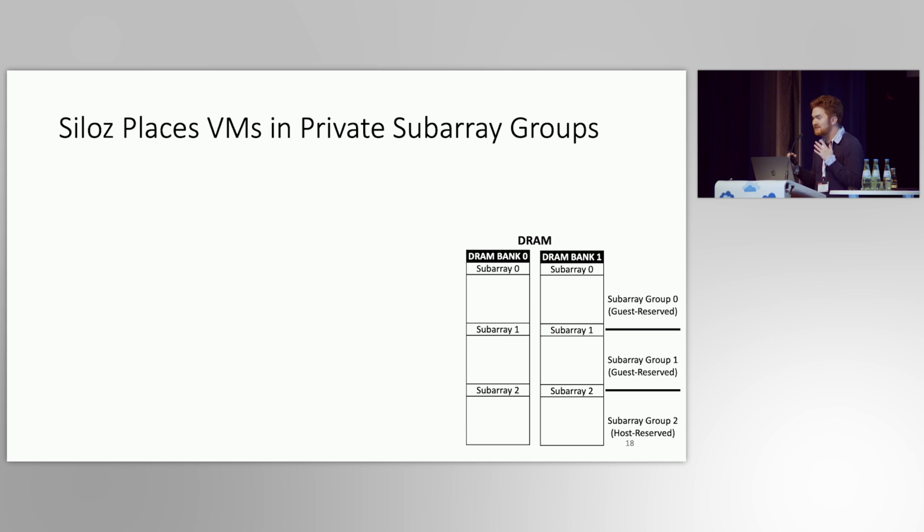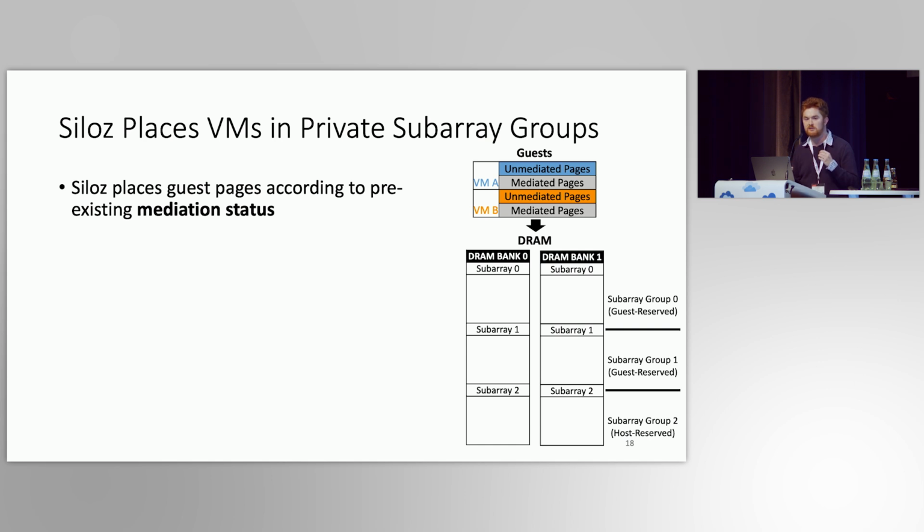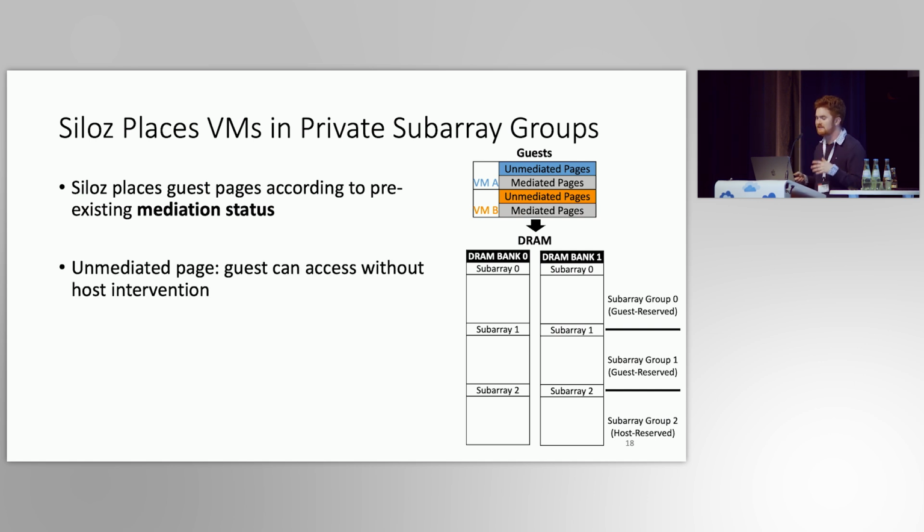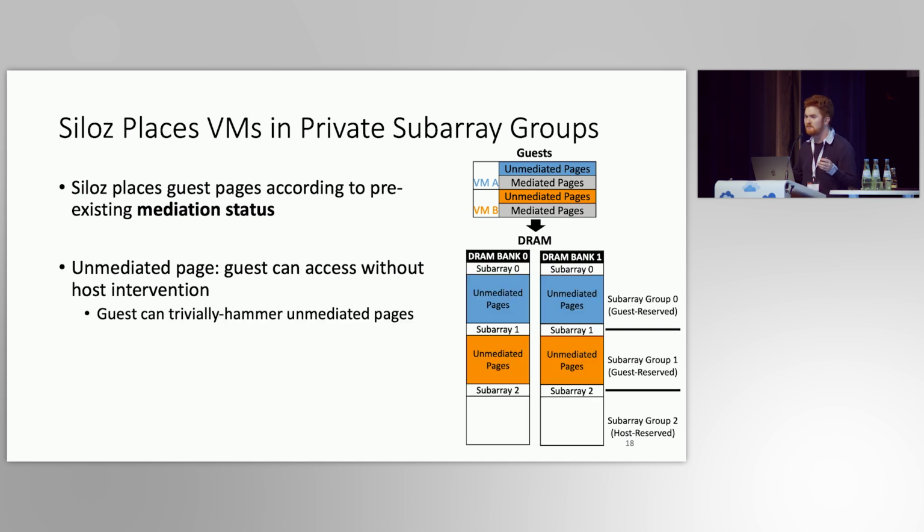Perhaps unsurprisingly, what Siloz does is it places different VMs into private subarray groups. And it does this according to an existing property of VM pages called mediation status. So it turns out that VM pages either belong to unmediated or mediated classifications, where unmediated simply means that the guest can access the page without trapping to the host. And this is actually the vast majority of guest memory. This is what we want for performance so that we don't have to have the host intervene on access. Of course, what this means is that unmediated pages can be trivially hammered by the guest in DRAM. And so as a result of that, we put these unmediated pages in their own private subarray groups per tenant.